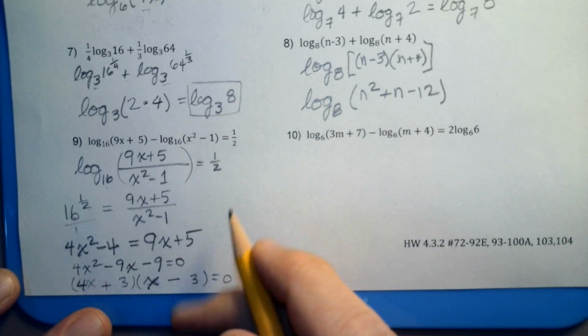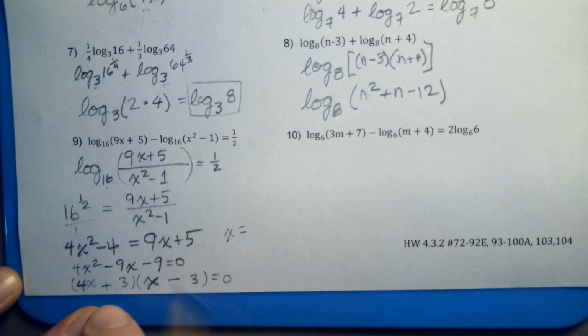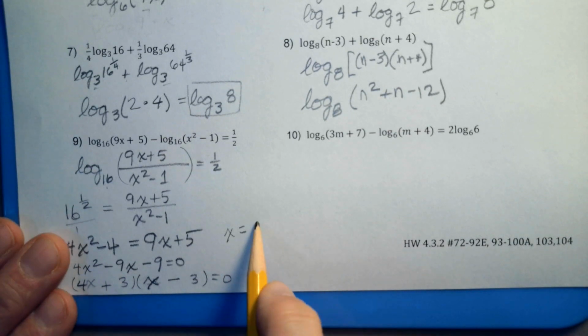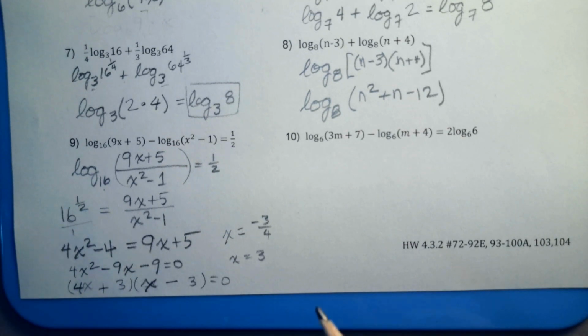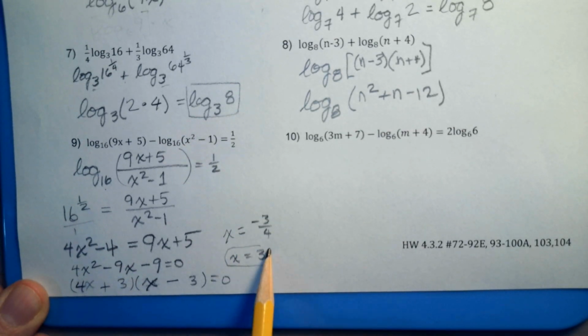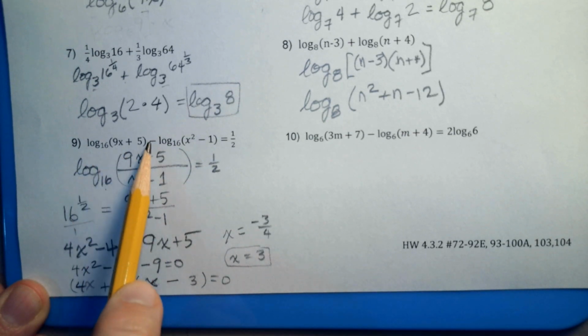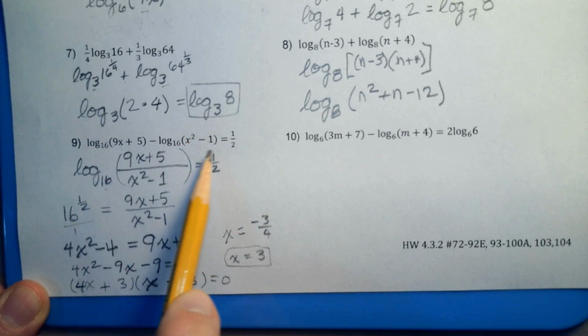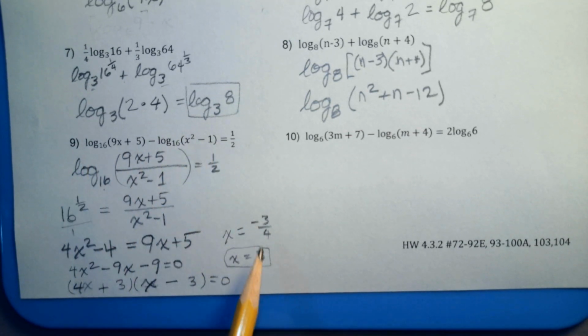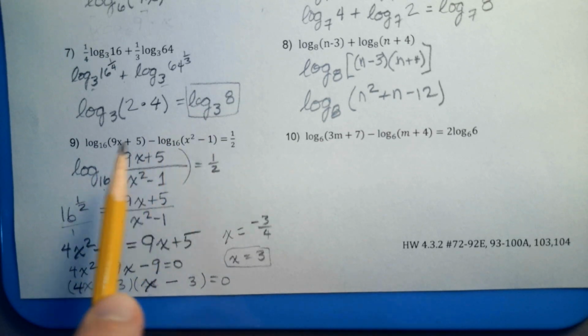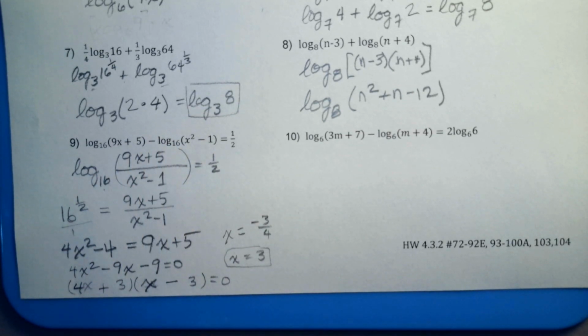So what are our two solutions? We get x is equal to negative 3/4 and x is equal to 3. Now, we have to think about this and see, okay, are these both valid answers? This x is positive, generally that's going to be good, but when we plug the x back in, we've got to make sure that we don't have negative arguments. If either one of these x values makes either one of those arguments negative, then we have to eliminate it.